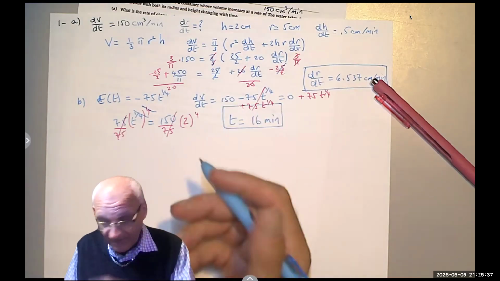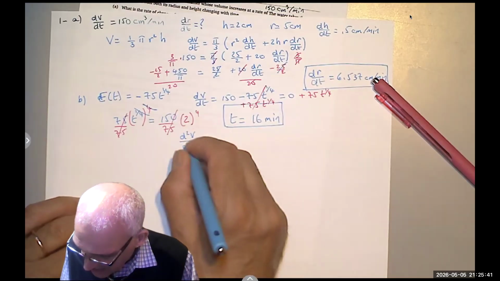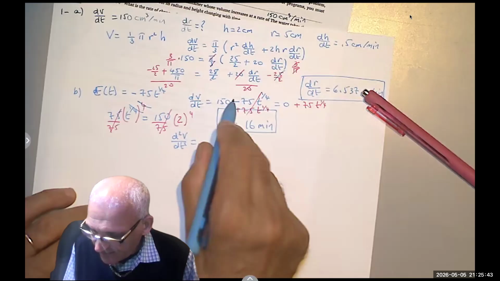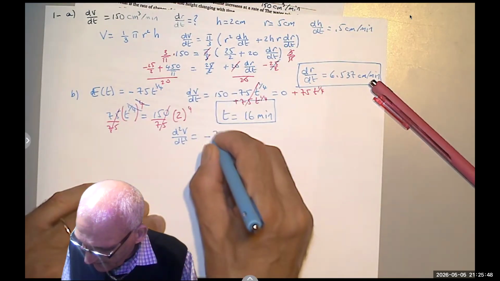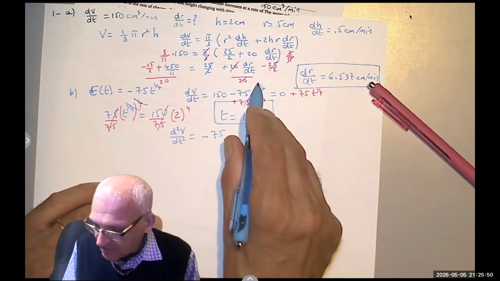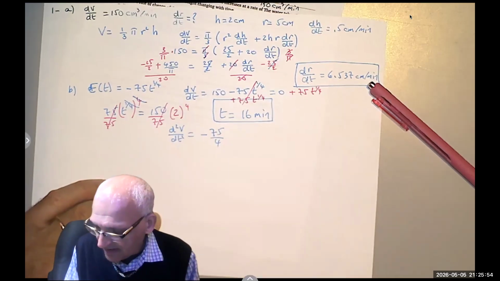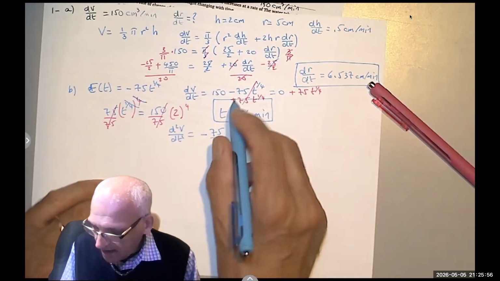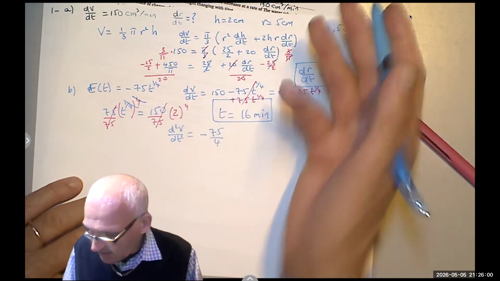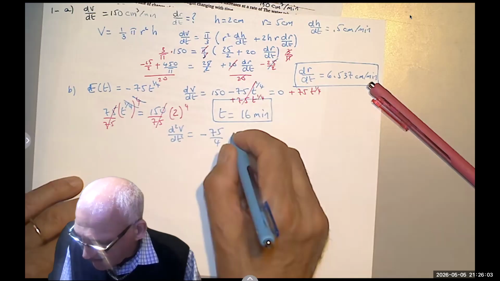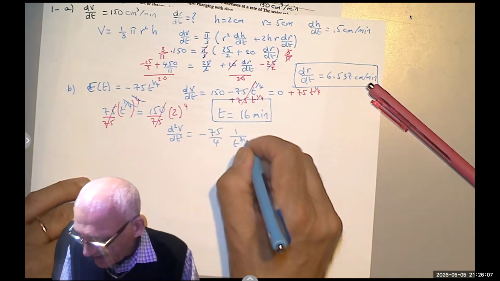That's not the end of it. I have to take d2V/dt squared, the second derivative. Derivative of 150 is 0. I have a negative 75. And then the derivative of t to the 1/4, the 1/4 would be multiplying, meaning it will become negative 75 over 4 times t to the negative 3/4. Or I can write it as 1 over; you don't have to, but you can write it like that.